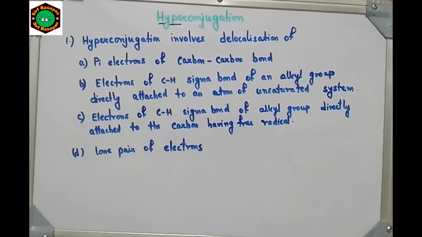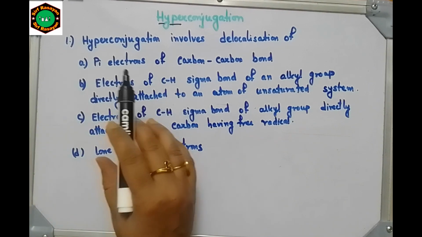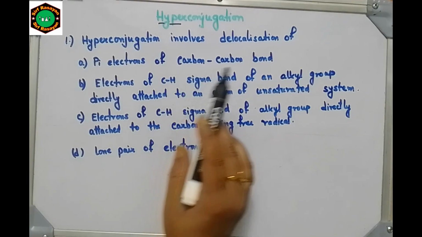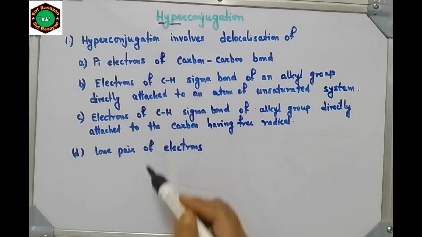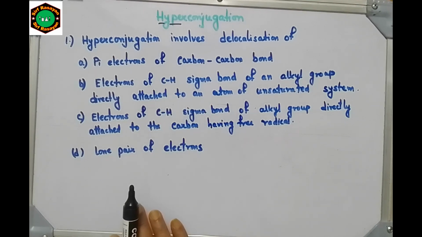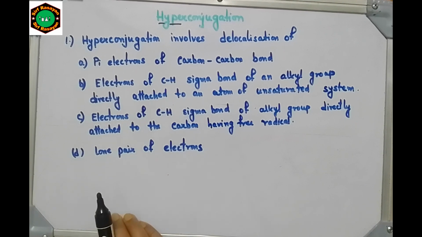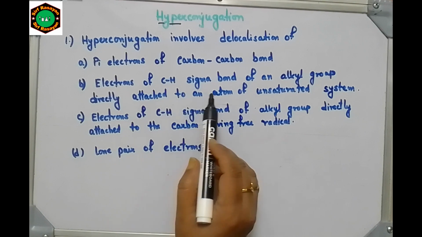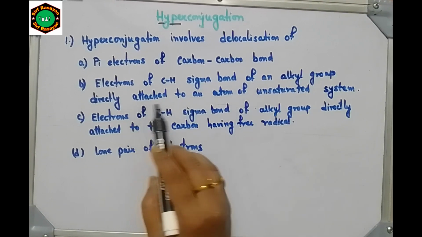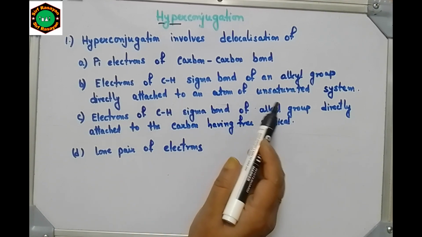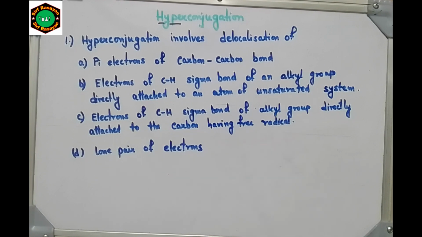Now we will solve some problems. Number 1: hyperconjugation involves delocalization of — 4 statements are given. We have to select the correct one. Number 1, pi electrons of carbon-carbon bond. This is not correct. Electrons of CH sigma bond of an alkyl group directly attached to an atom of an unsaturated system. So we have seen already, for this type of system hyperconjugation is possible. So this is correct.